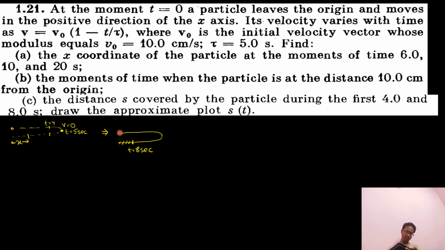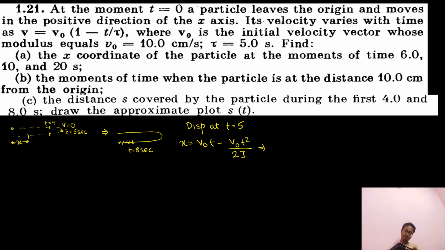So all I'm getting is the length of this entire path. Understood? So out here, displacement at t equals 5 seconds. The equation of displacement is nothing but x equals v naught t minus v naught t square by 2 into tau.